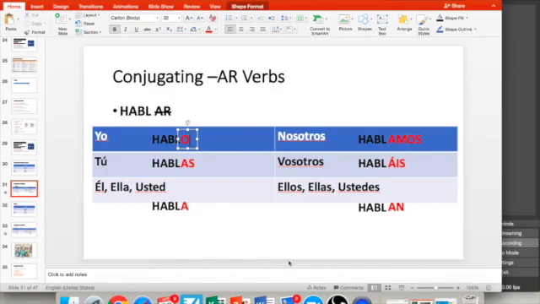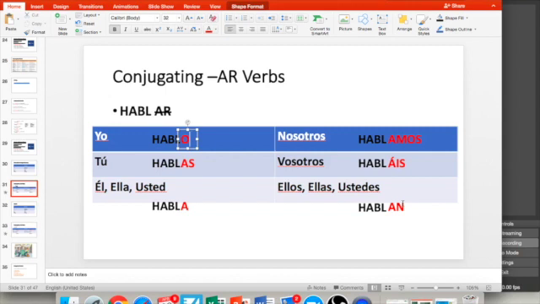So once you throw these endings on the end, o, as, a, amos, ais, an, you end up with conjugated verbs. Hablo. Instead of to speak, hablar, you're saying I speak, hablo. Hablas, you speak. Habla, he, she, or you formal speaks. Nosotros hablamos, we speak. Vosotros habláis, you all in Spain speak. Or hablan, they or you all speak.